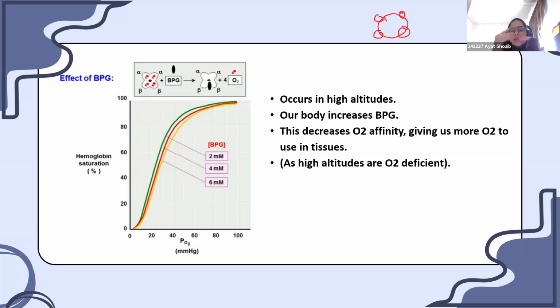Okay, so when BPG increases, and it's even given medically, not only by the body, I think, this decreases the O2 affinity, so this gives us more oxygen to be used in the tissues. Why does this happen again? Because you need decreased O2 affinity so the hemoglobin can let go of the oxygen, and this can be used in our tissues. That's why increased BPG will lead to decreased O2 affinity, and this will give us more O2 to use in the tissues. Okay.